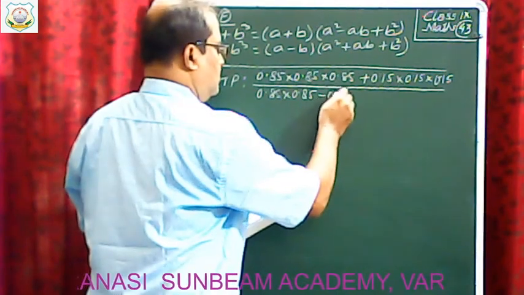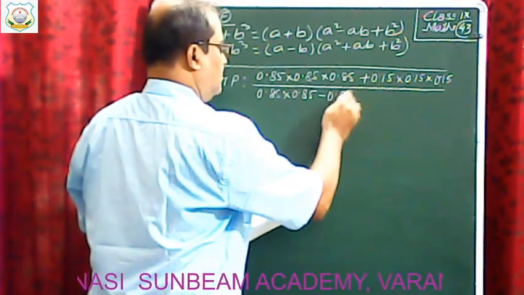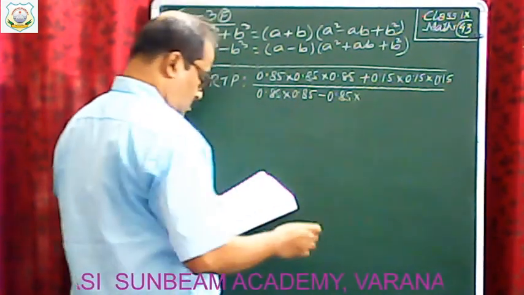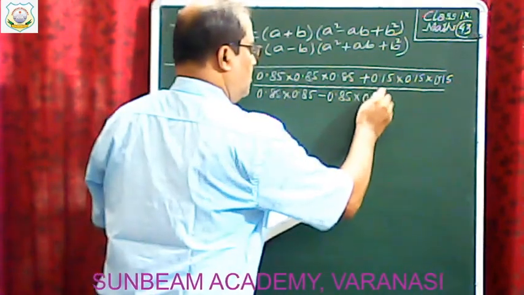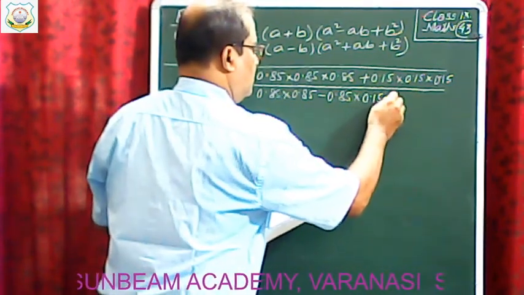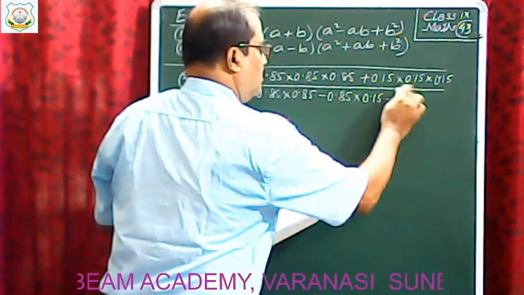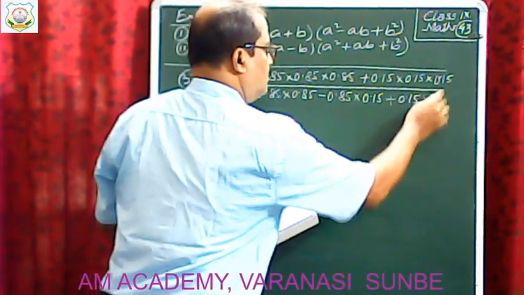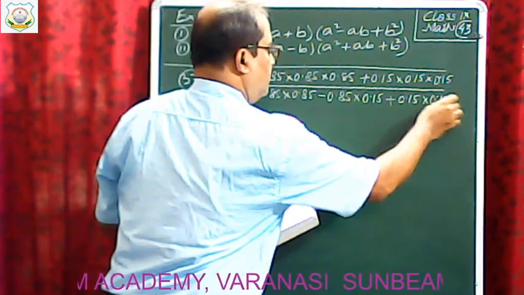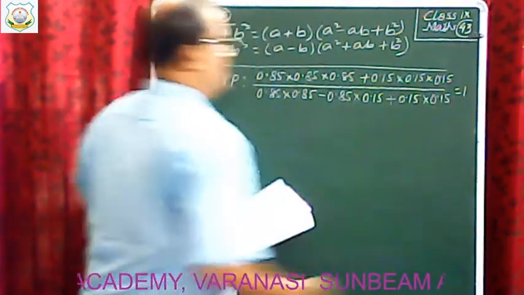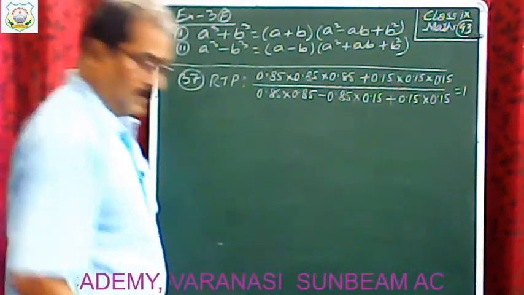minus 0.85 into 0.15 plus 0.15 into 0.15, that is equal to 1. Okay.